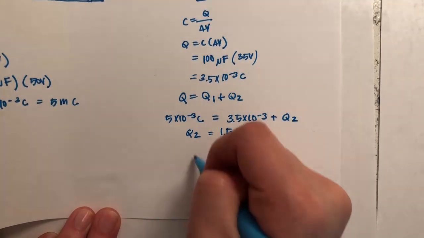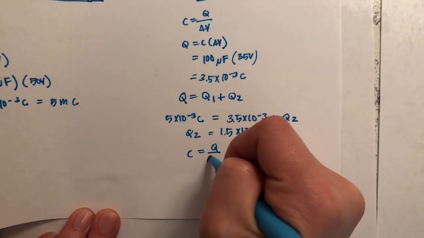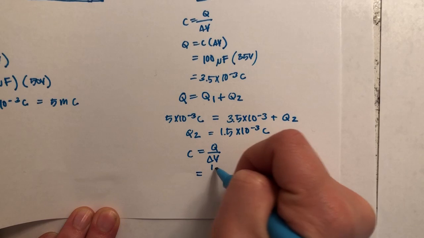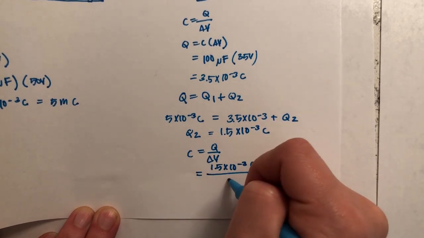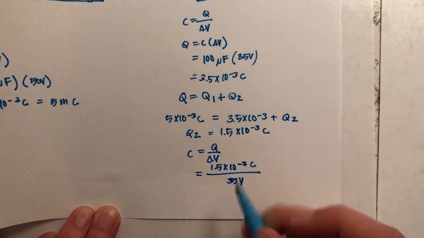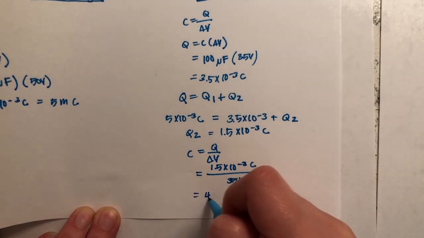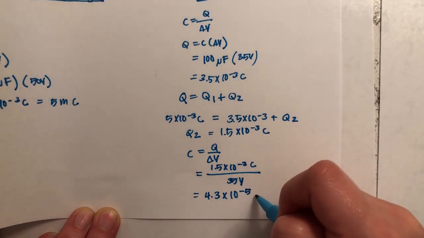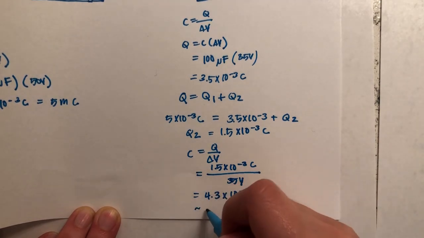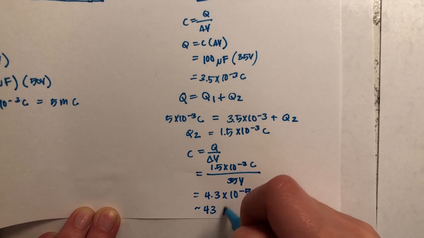Then we can go back to this equation to find the capacitance, and we have 1.5 times 10 to the negative third coulombs over 35 volts of potential difference, and that is 4.3 times 10 to the negative fifth farads, or approximately 43 microfarads.